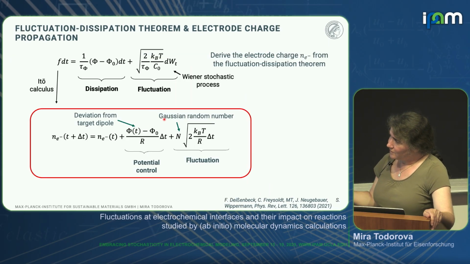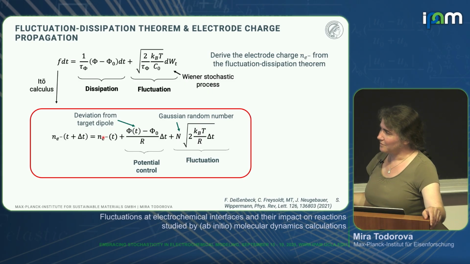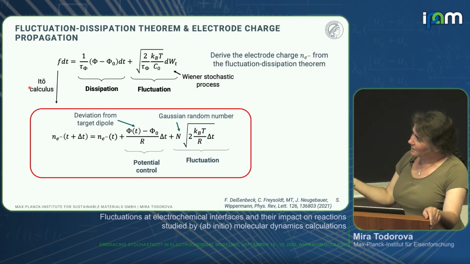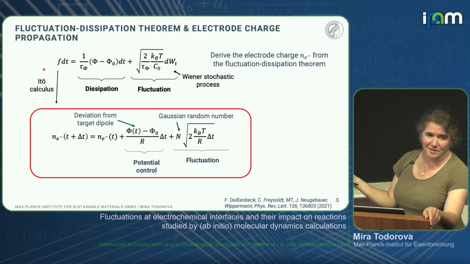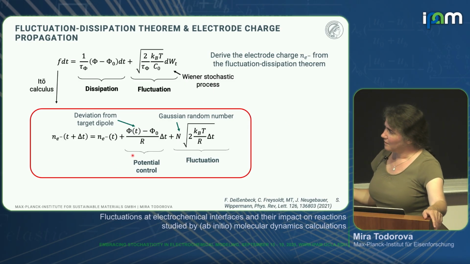So what we then used is the fluctuation dissipation theorem in order to derive how the charge should propagate from one step to the other, in order to ensure that we are returning the charge to the correct degrees of freedom. And for this, Stefan used Ito calculus in order to derive these rather simple-looking equations.